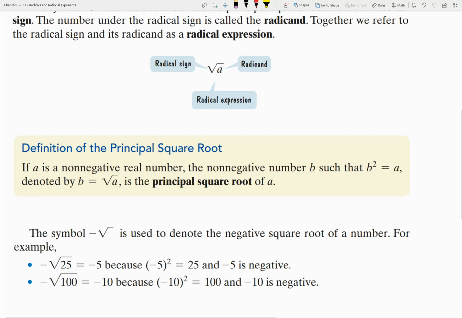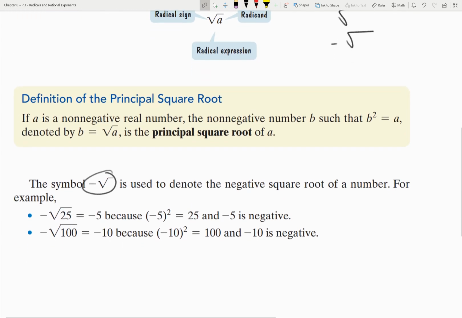If I wanted the opposite, if I wanted the negative square root, I would use the radical sign with a negative in front of it. So the negative square root of 25 becomes negative 5. That makes a lot of sense, because if the square root sign denotes a non-negative number, then putting a negative sign in front means we take a non-negative number and make it negative. So the way we differentiate between positive and negative square roots when we're using the radical sign is just with a negative sign in front.